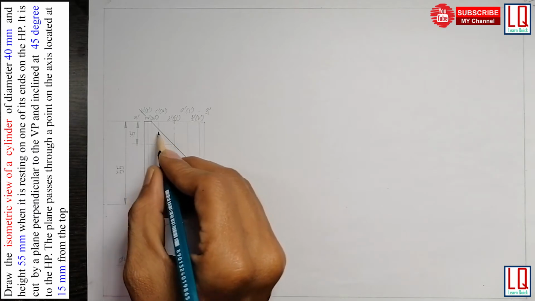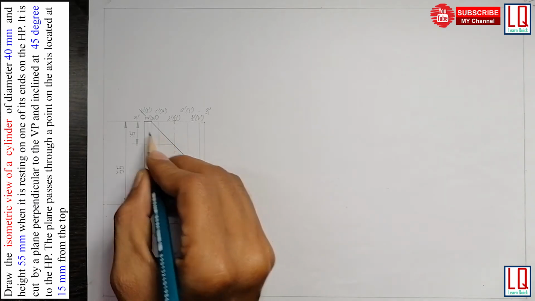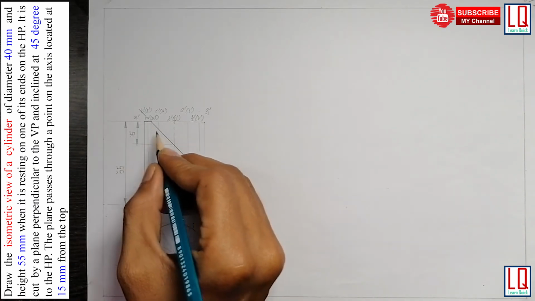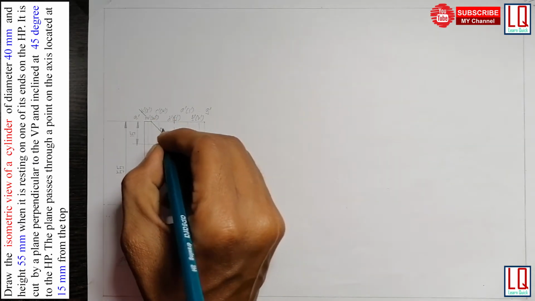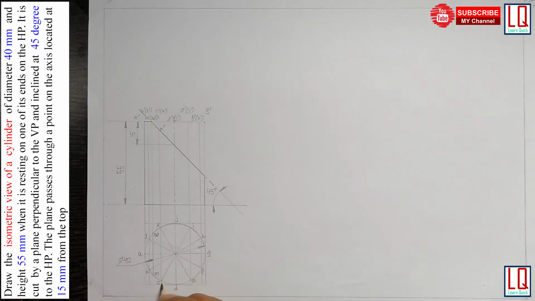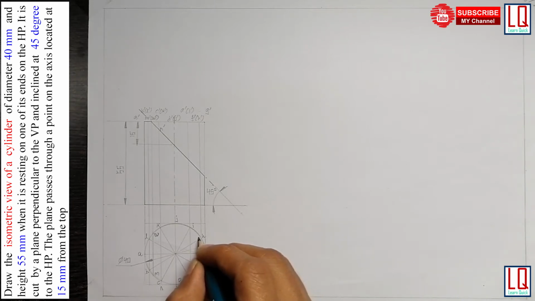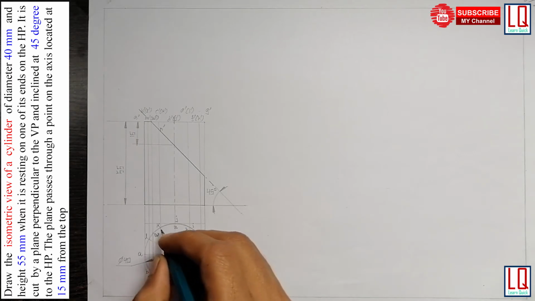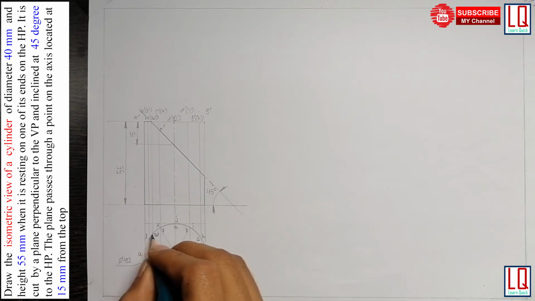So next we name this point. So the cutting plane cuts this generator. We name it as N dash. So here N. So similarly we get O, P, Q, R, S, T, U, V, and then again in the top surface we get W.